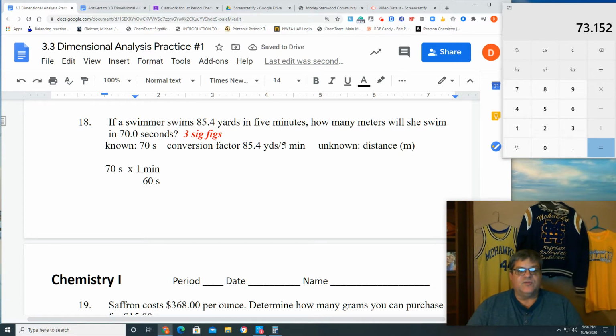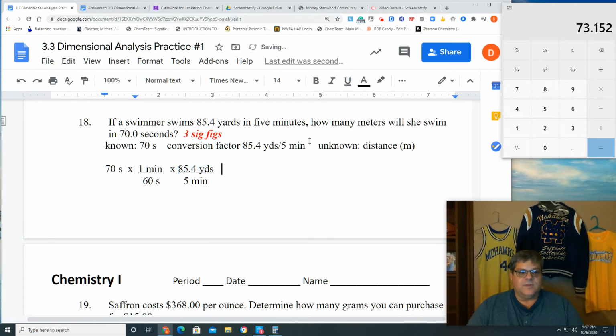Once I have it in minutes, I can use my conversion factor to get the number of yards. But I need it in meters, so we'll convert it to yards first, then convert it to meters. So we're going to put our times in a line and our conversion factor. We got minutes up here, so I have to put 5 minutes on the bottom, and 85.4 yards on the top. And we're going to underline that too.